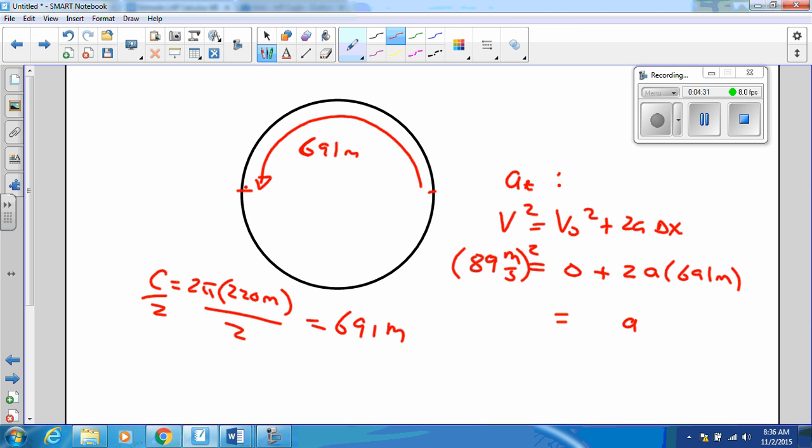Good. You do that a lot faster than I did. That's going to give 89 squared divided by 2 divided by 691. Your acceleration turns out to be less than 1 meter per second squared? I got 5.7. Oh, yeah, you're right. 5.7. Okay. So far, you are doing great.